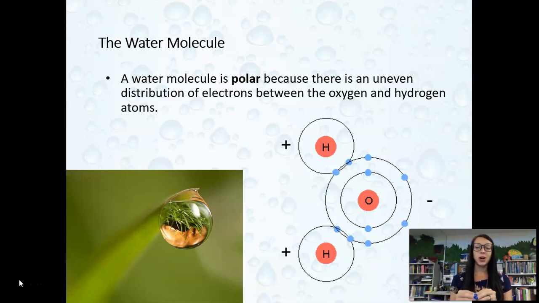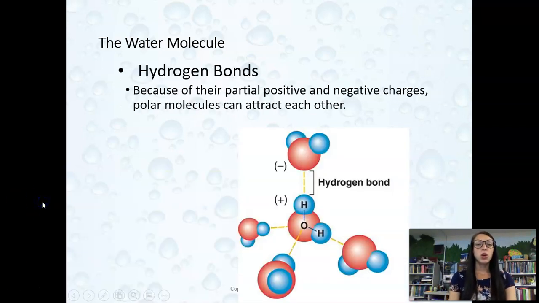What that means is oxygen is slightly negative and the hydrogens are slightly positive. I say slightly because technically the electrons are still being shared among them. We're talking about a covalent bond here, but the electrons spend more time near oxygen, giving it a more negative charge more often. Because of this, we have what are called hydrogen bonds.